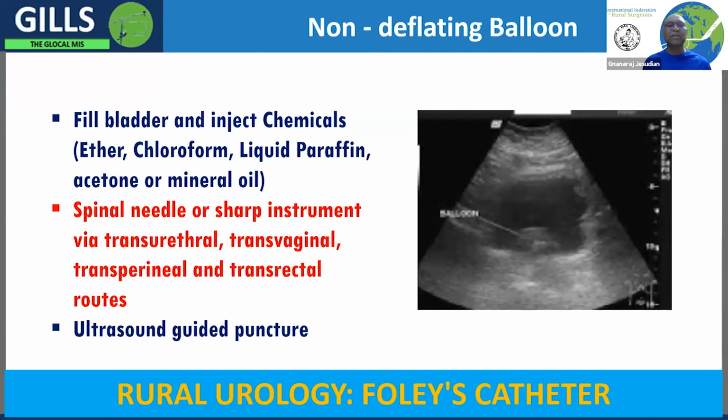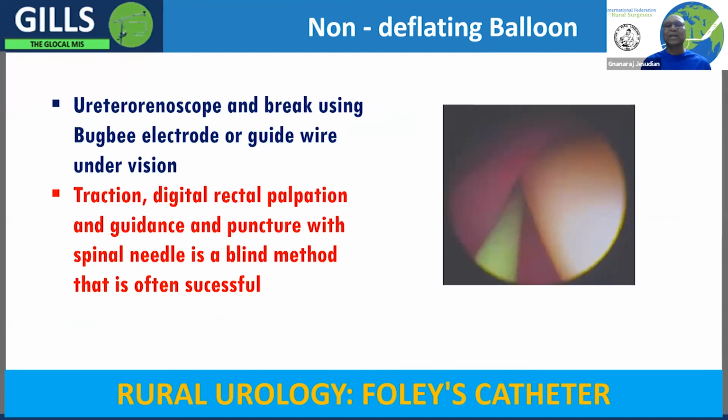Sometimes none of these are effective. Then you can try to puncture the balloon either by manually feeling it or with ultrasound guidance. You can have whatever route you prefer: transurethral, transvaginal, transperineal, and so on. The idea is to puncture the balloon and get it out. But what we have found is that most of the time, if none of them work, what we try is cut and see.